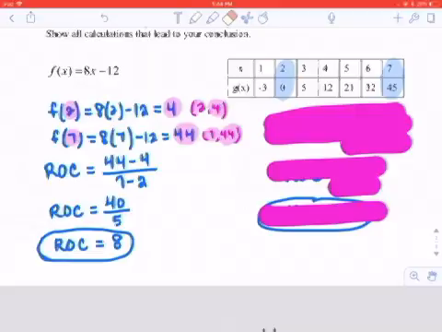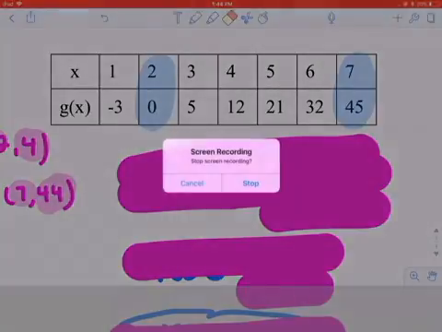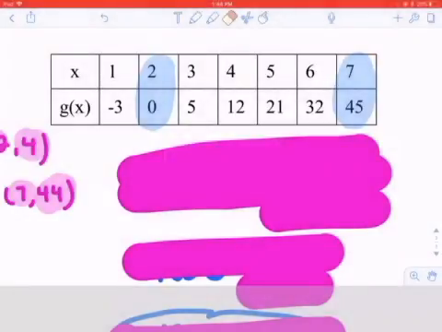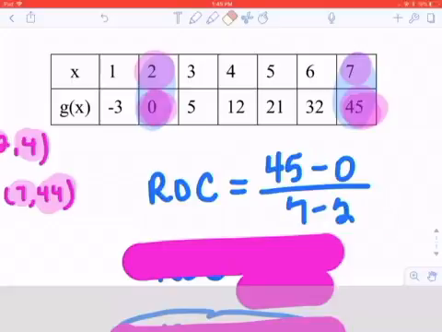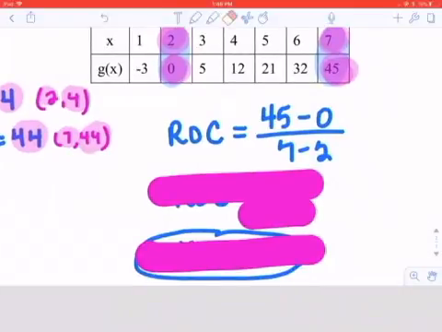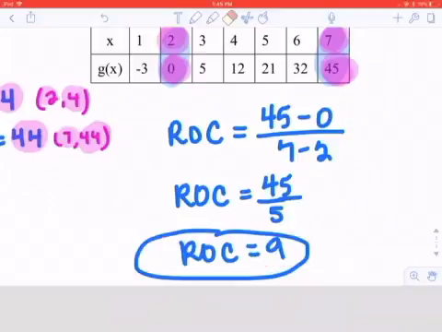So now I'm going to look at the table for g of x. This is a little less work to come up with our outputs. An input of 2 here gives us an output of 0, and an input of 7 gives us an output of 45. So rate of change is the change in outputs, 45 minus 0, over the change in inputs, again the same interval, 7 minus 2. 45 minus 0 is 45, 7 minus 2 is 5, and 45 divided by 5 is 9.